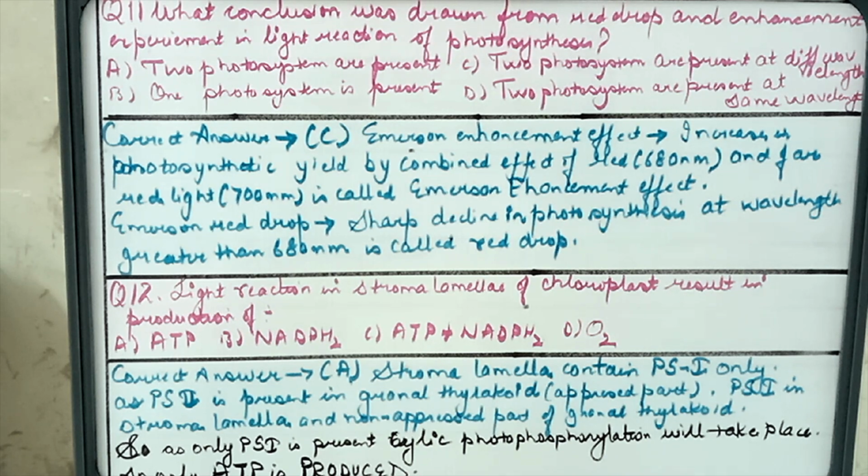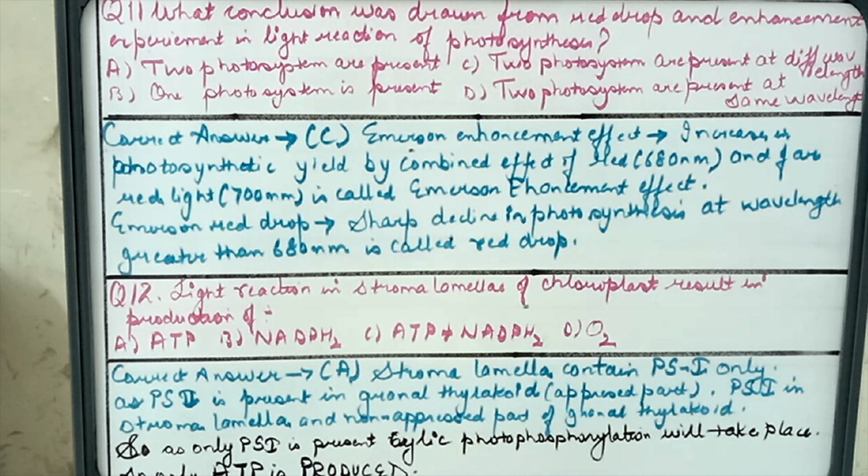Let us study Emerson enhancement effect. Emerson enhancement effect says that photosynthetic yield or productivity increases by the combined effect of red light, that is 680 nanometer, and far red light, that is 700 nanometer. And Emerson red drop means that there is a sharp decline in photosynthesis at wavelength greater than 680 nanometer. That is called red drop. So if we have wavelength greater than 680 nanometer, then the rate of photosynthesis declines.